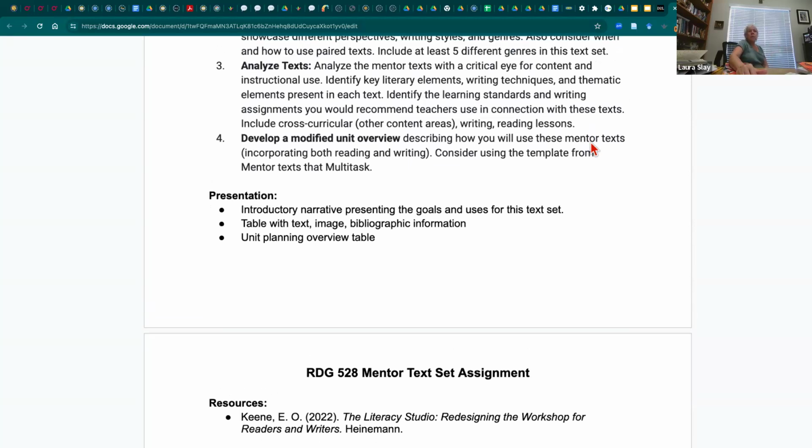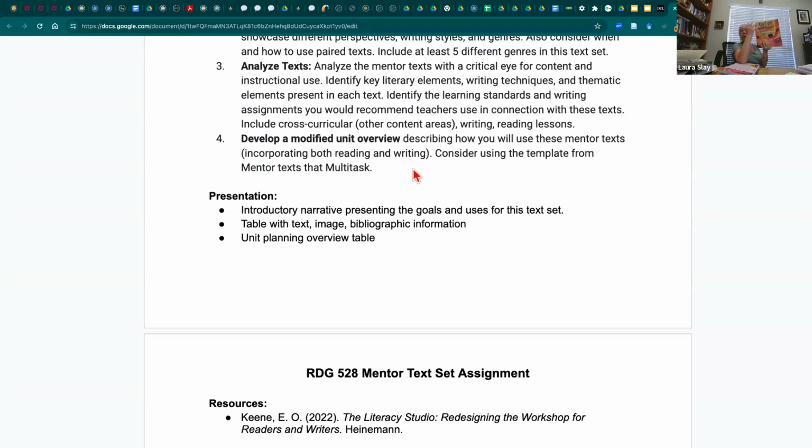I picked immigration because it was something that was near and dear to my heart when I did it many years ago. So you're going to develop a modified unit overview describing how you will use these mentor texts, incorporating both reading and writing. And that's where both of these texts talk about double dipping, making sure that you can teach with a book. So if you were going to use this book of poems, how would you teach reading with it, and how would you teach writing elements?